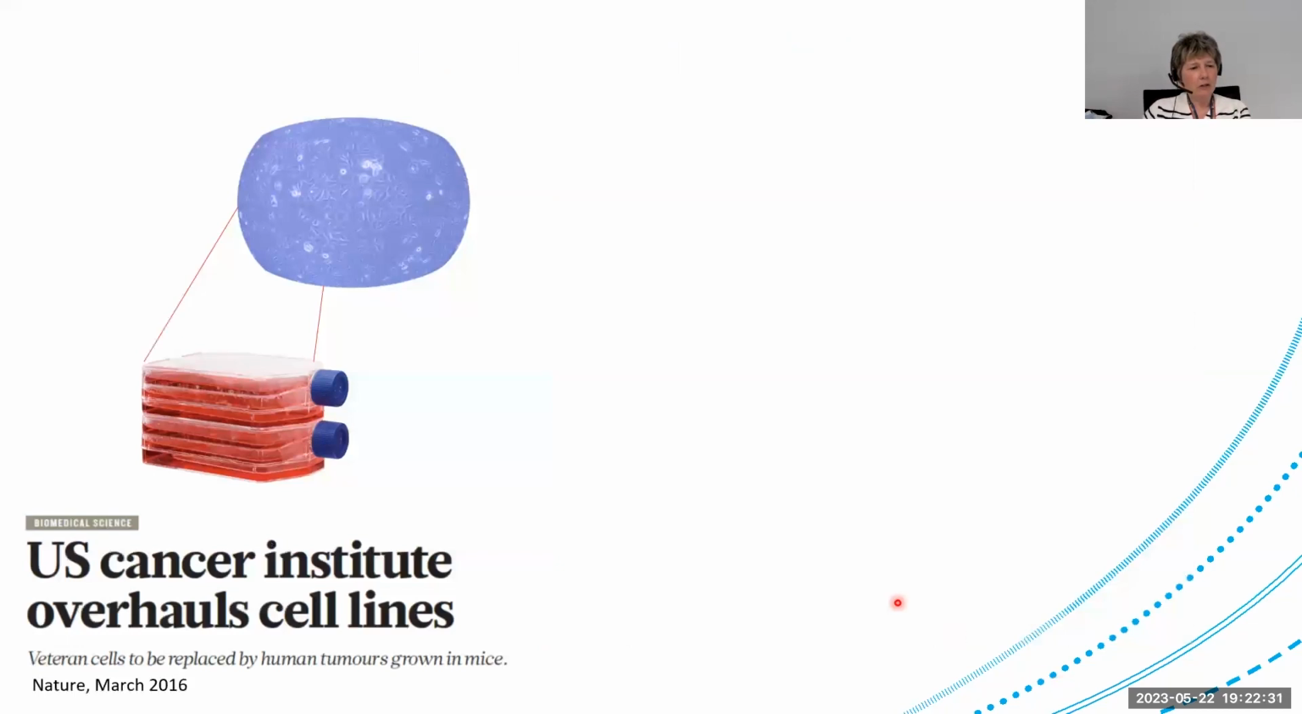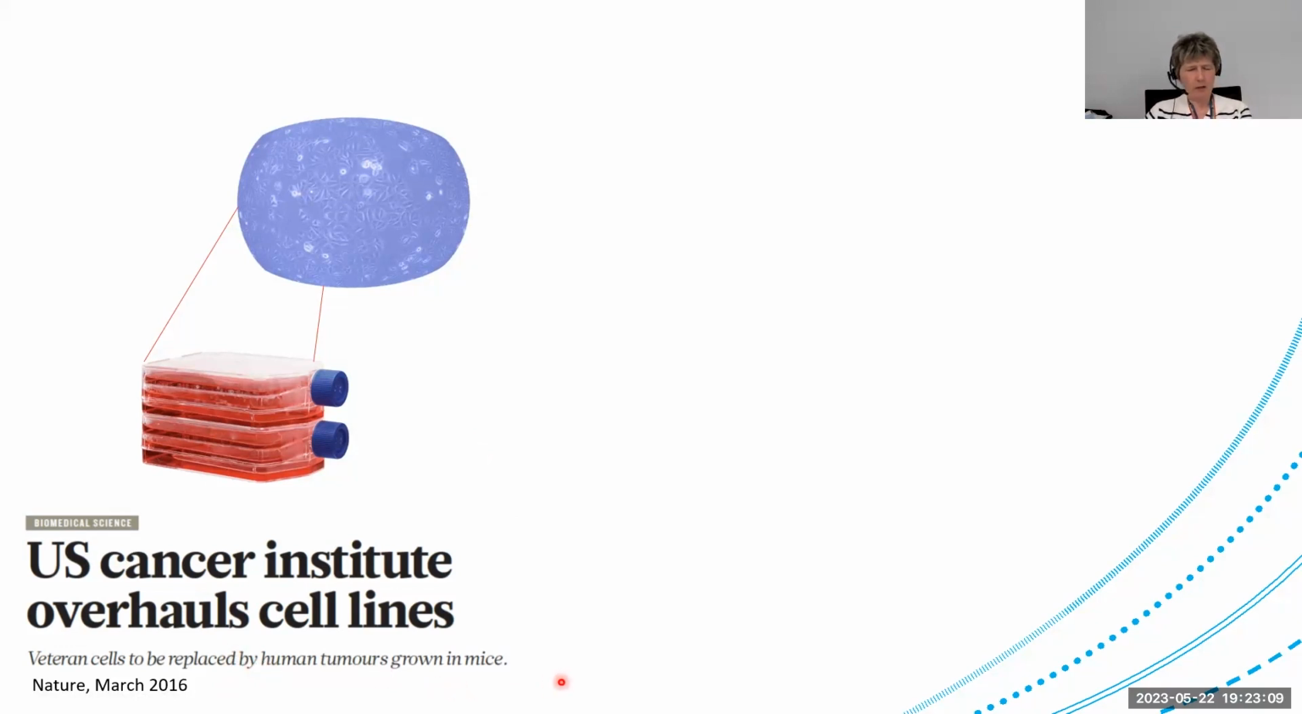So back to our models. You may be aware that in the US, the NCI has this NCI-60 cancer cell line screen, and they use this cell line screen as a way of identifying suitable candidates to take forward as potential new drug therapies. But in 2016, there was an article published in Nature which stated that these cells were to be retired and they were actually going to be replaced by human tumours grown in mice.